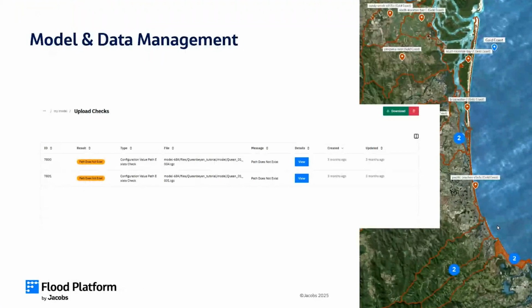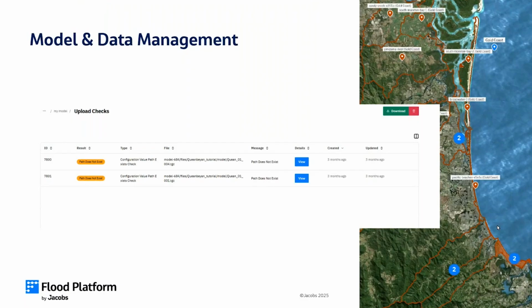So the way this is being used at the moment for model and data management, it's this uploads check that's the one that's proving to be most useful. Particularly in the UK, there's a lot of transfer of models between councils, environment agencies, and consultants. What you can do is use Flood Platform to upload your model and check all the contents are there before you hand the model over to the client.